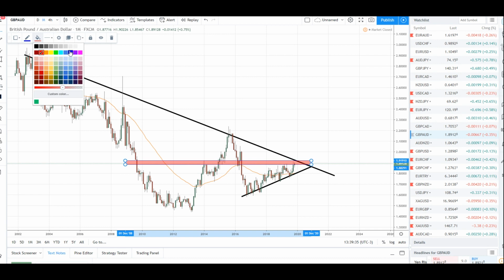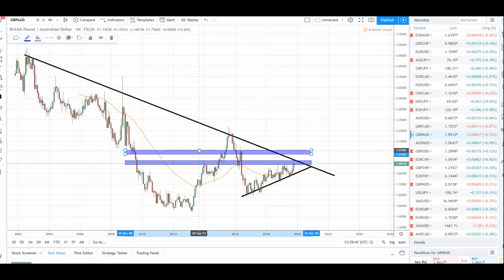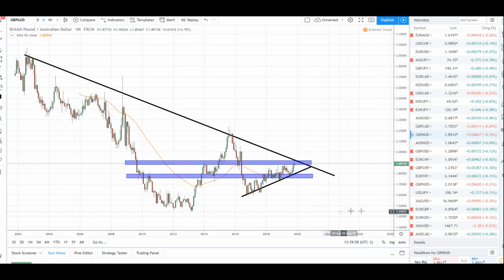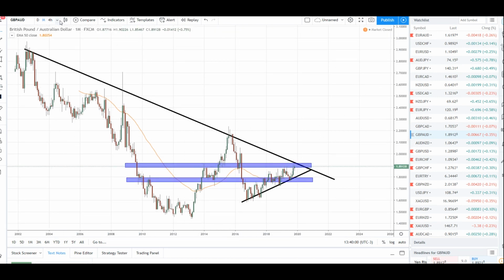We're also gonna make it blue. There we go. And we also can identify another zone, which is the support zone, which would be around this area because that's where the most touches were. And there we go. We currently have support and resistance areas, our trend lines drawn on the monthly, and let's have a look on the weekly.